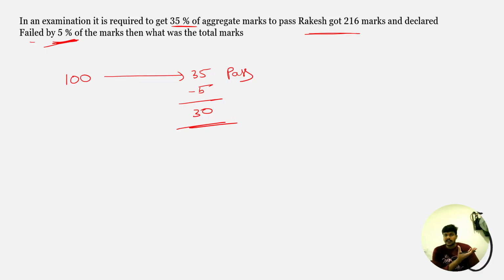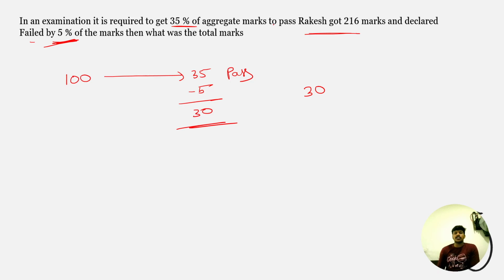Our total marks are 100. In that 35% is the pass. But he failed by 5% less. That means he didn't get 35. He got 5% less than 35. That means he got only 30. So in my problem, he actually got only 30% of the total marks.